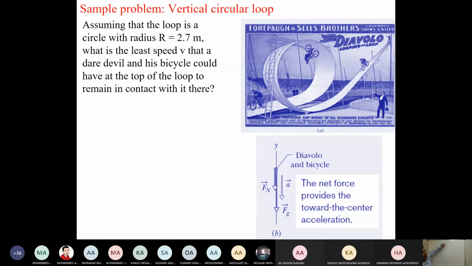Both of them are below the surface, not above the surface, so they are pushing the surface upward. So we know the normal force, the reaction force from the surface, will be downward, which is Fn. We also know that the weight of the guy and the bicycle should be down, which is mg. Now, these things are known. Since this is going in a circle, there is a centripetal force that will also be towards the center, which is mv squared by r.